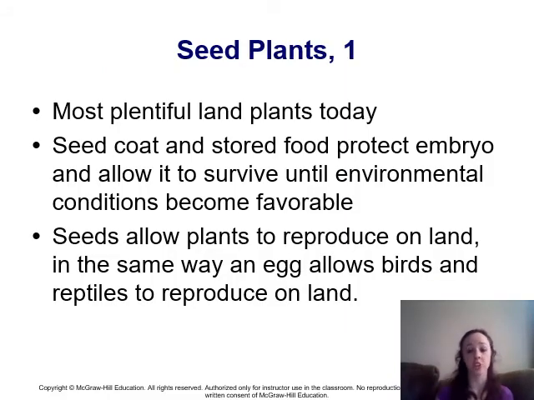So most of the plants on Earth will use seeds to reproduce. The seeds contain the embryo of the plant, which will be protected by a seed coat, and then that embryo will be nourished by stored food that's inside the seed. This is very similar to the makeup of an egg. This is a great advantage for these plants because the seeds can survive in dry and unfavorable environments and then sprout when the conditions are favorable again, so when there's good rainfall and the temperature is moderate. Seeds allow plants to reproduce on land in the same way eggs allow birds and reptiles to reproduce on land.